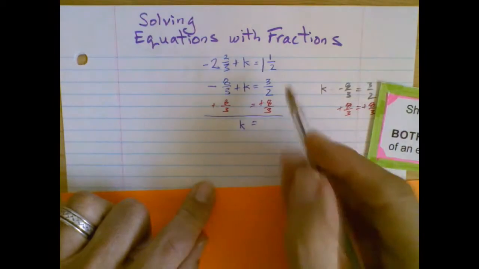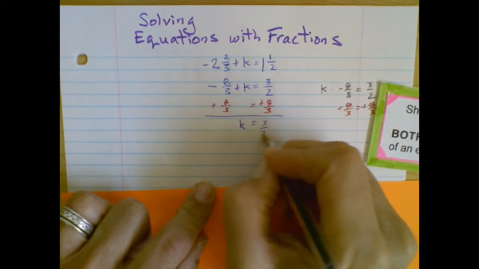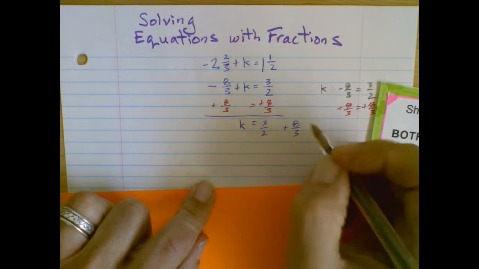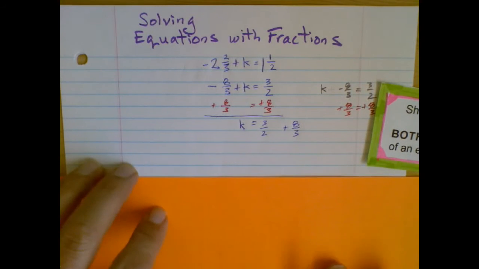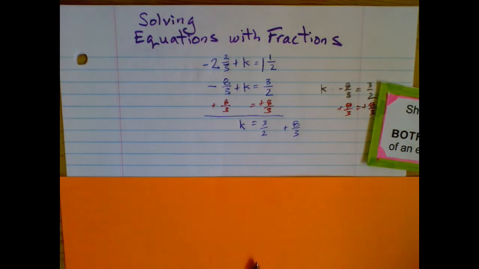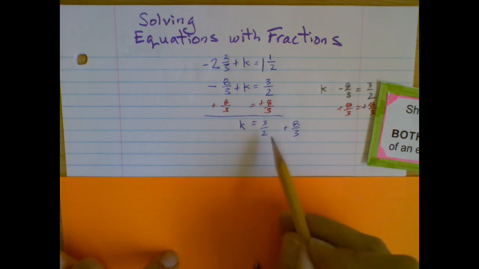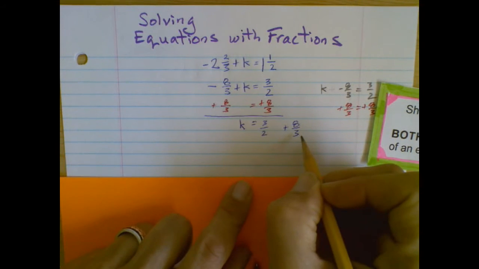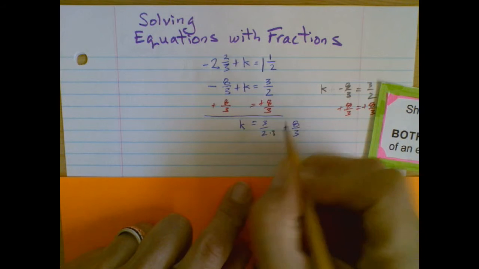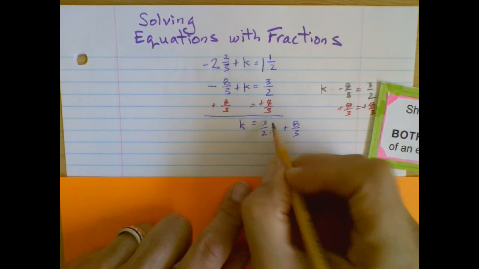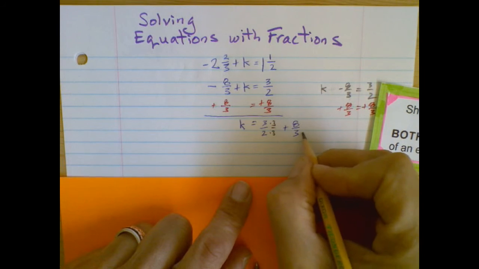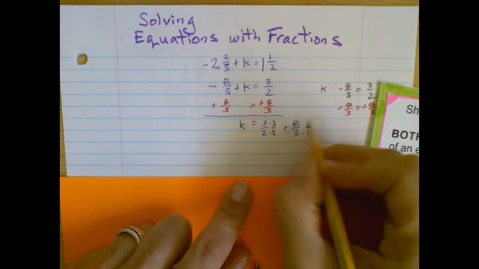On the right side, we have 3 halves plus 8/3. Now we have to use our rules for adding fractions with different denominators by making the denominators the same. So in this case, I want to make both of these have a denominator 6. To do so, I'll multiply this by 3. And if I multiply the bottom by 3, the denominator, I have to multiply the numerator by 3. For the second fraction, I have to multiply the numerator and denominator both by 2.